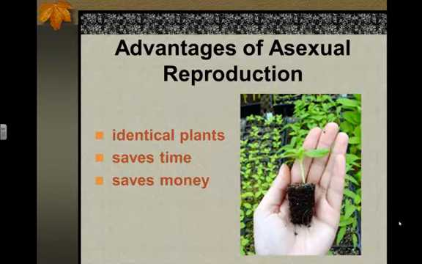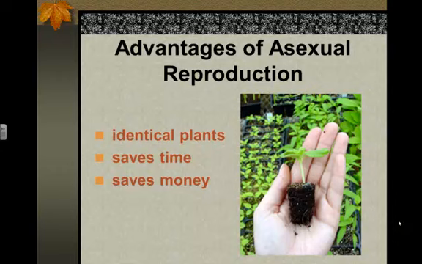There are some advantages to us in the asexual reproduction of plants. One is to have identical plants. A person can take one shrub, make cuttings of it, and make enough shrubs to line one side of his property or whatever. And all of those shrubs would be identical in DNA.